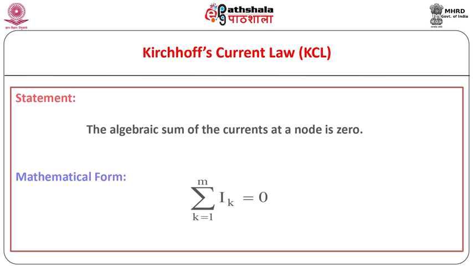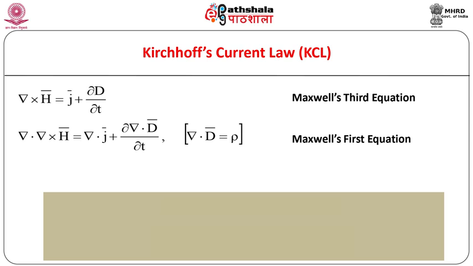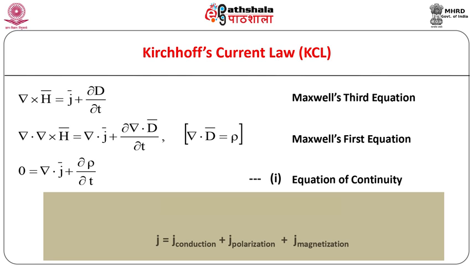Now, let us see how Kirchhoff's first law, also known as Kirchhoff's current law, can be derived using the results of field theory. For this, consider Maxwell's equation. Taking divergence followed by the use of Maxwell's first equation results in the equation minus del dot J is equal to partial rho by partial t, where J is the current density and rho is the charge density.